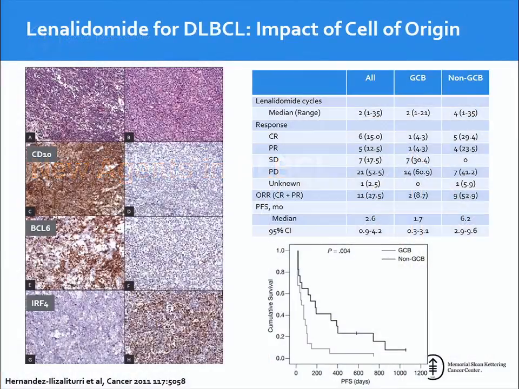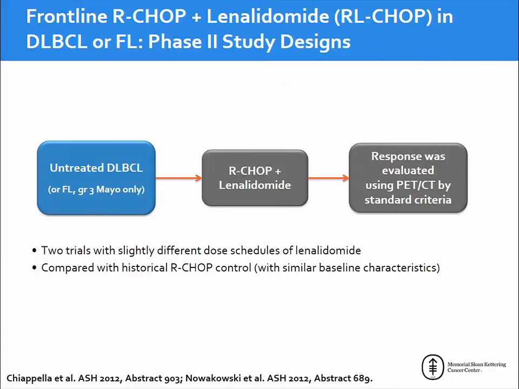So what about new agents? So lenalidomide has been shown in the relapse refractory setting to have some modest activity in large cell lymphoma. But interestingly, when you apply the Hans model and you look by cell of origin, the benefit of lenalidomide in diffuse large B-cell lymphoma seemed to accrue entirely to those patients with non-germinal center tumors. So this led to the hypothesis that if you added lenalidomide to standard chemotherapy, you might improve outcome.